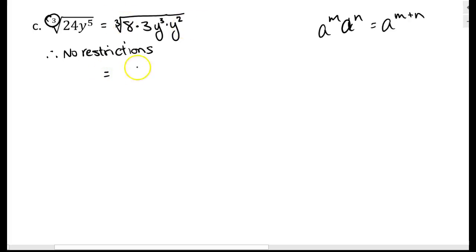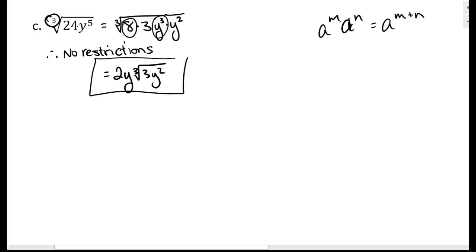Here, that means the cube root of 8, which is 2. Cube root of 3, I can't do. So if you want to circle your perfect cubes. The cube root of y cubed is just y. So we're left with 3y squared underneath, and that would be my simplification.